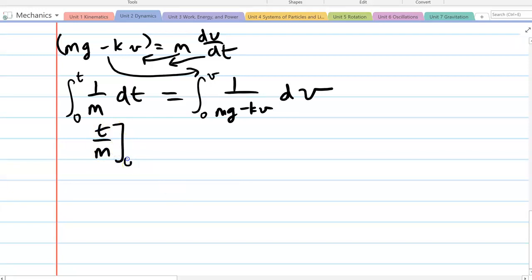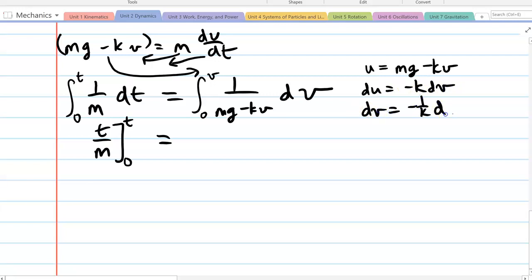It's just t over m. Evaluate at these limits. And on the right hand side we need to do, I guess, a u substitution. So u equals mg minus kv, du equals negative k dv. In other words, dv is equal to negative 1 over k du.